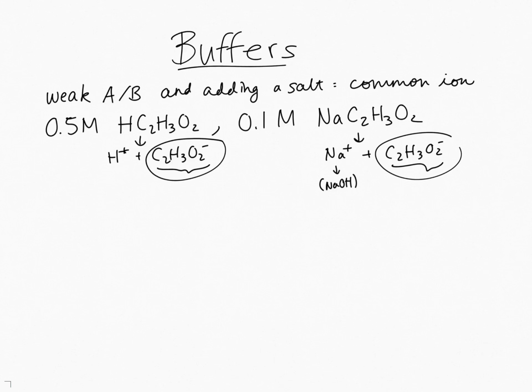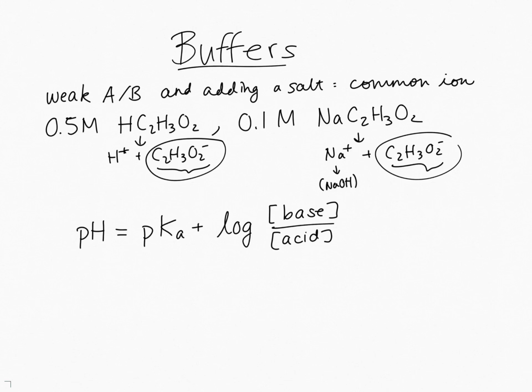Now, if we have this buffer, then we want to calculate its initial pH. So we can use the Henderson-Hasselbalch equation, which says that pH is equal to pKa plus the base 10 log of the concentration of the base over the concentration of the acid. So this is called the Henderson-Hasselbalch equation.